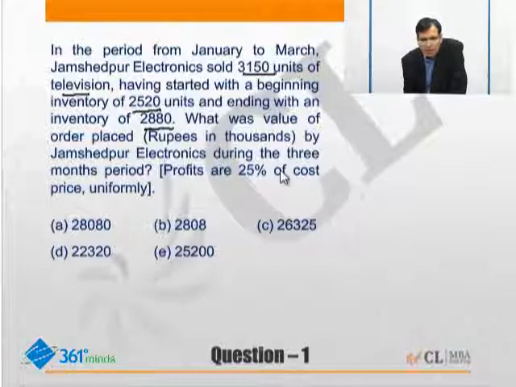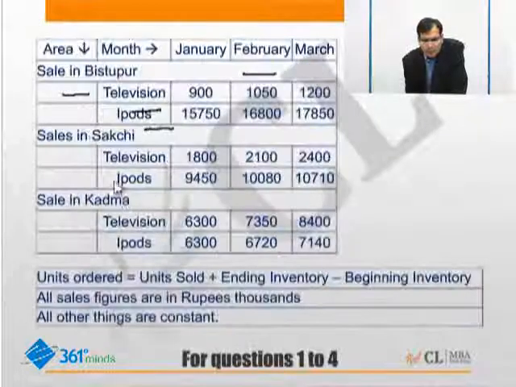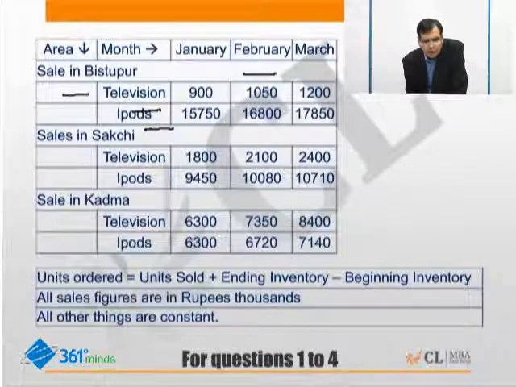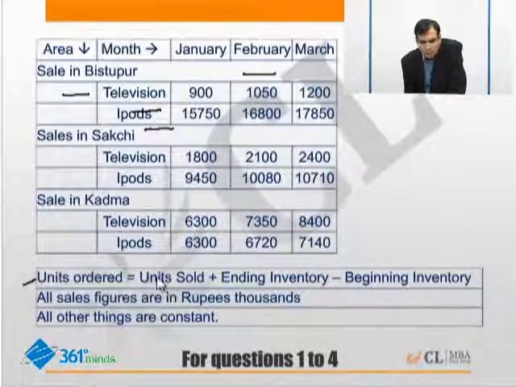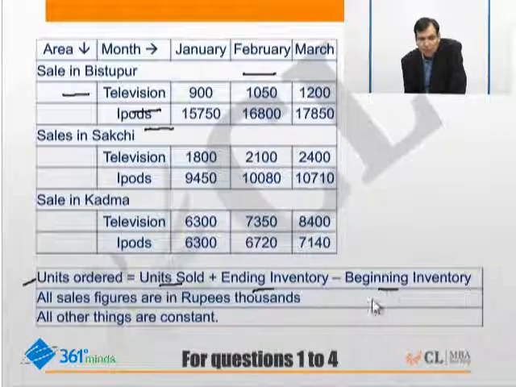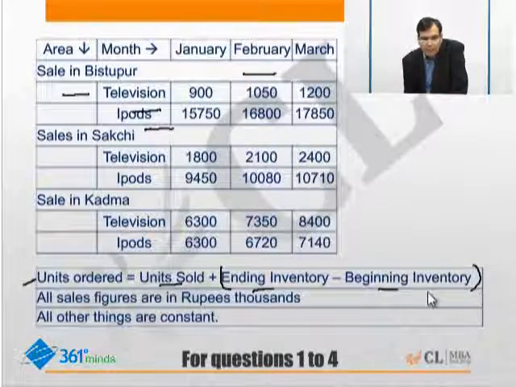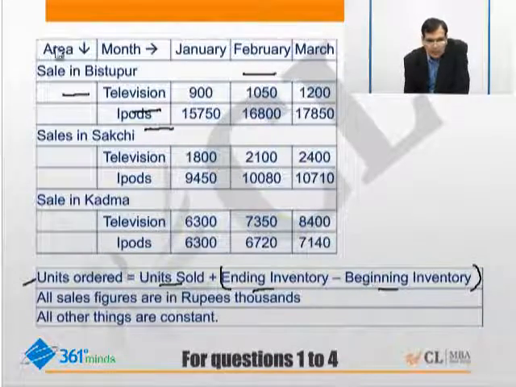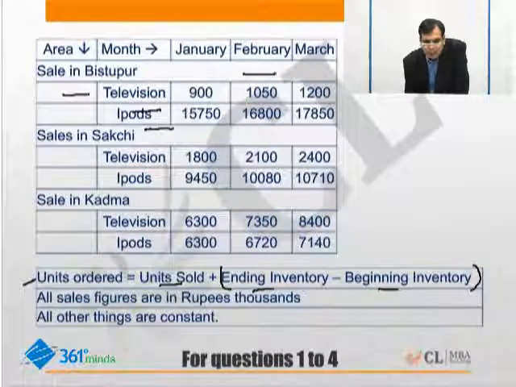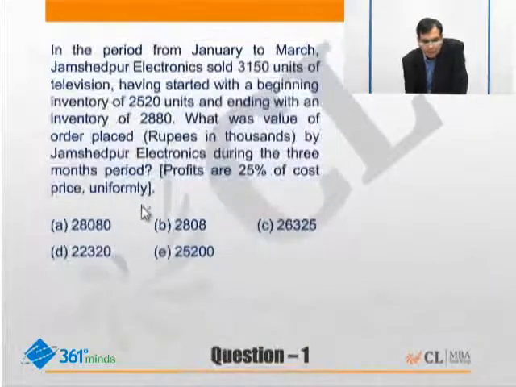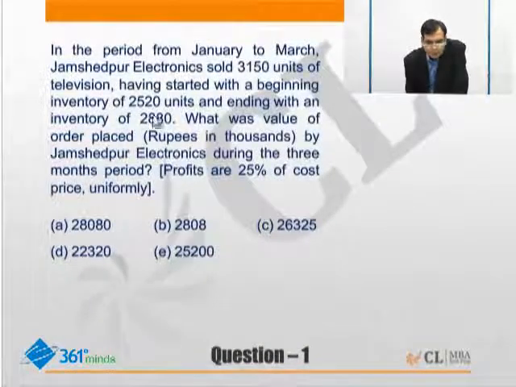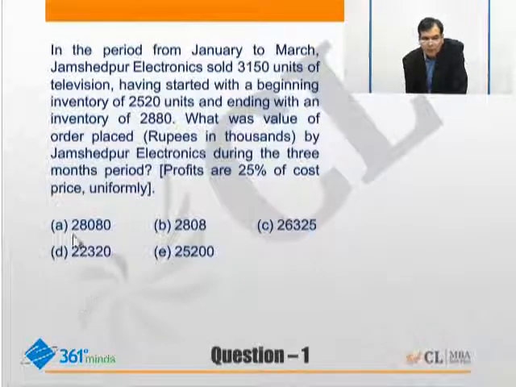So first, if you go back to the previous data, it is also given out here. Units ordered equal to units sold plus ending inventory minus beginning inventory. What is this? Ending inventory minus beginning inventory is the change in inventory. Okay. So we can just go to the question and solve it then. So what we need to find in this particular question is, what is the value of the order placed? So let's first find out the value of the order placed.